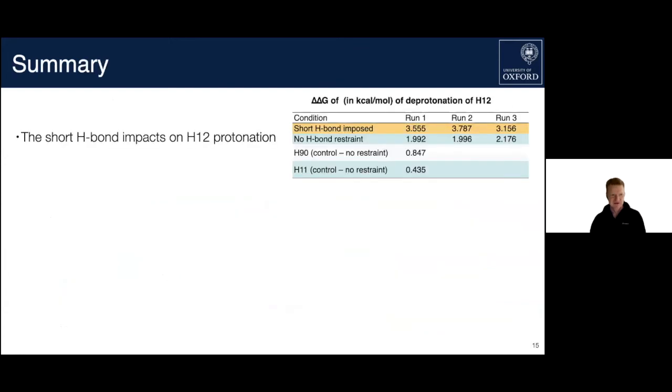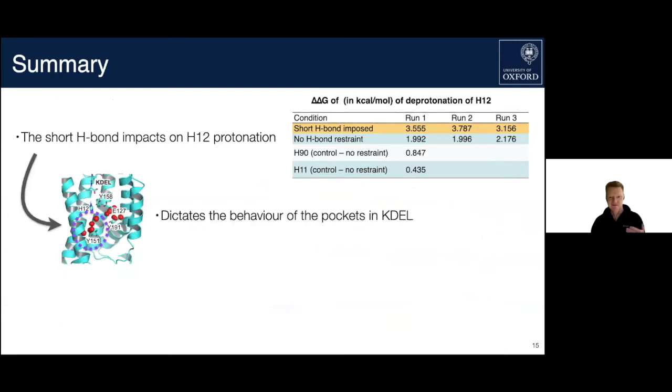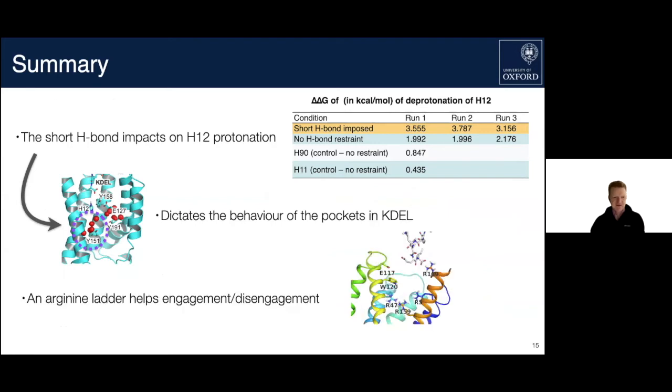So I'll just summarize what I hopefully have told you. That's that the short hydrogen bond impacts on the ability of H12 to protonate and vice versa. And that also has a controlling effect on the behavior of the pockets. And finally, I hope I showed you, very briefly, that this arginine ladder looks quite interesting in terms of helping how the peptide engages or disengages with the receptor itself. And it's very complex. I hope I've given you some idea of the complexity of how everything is interlinked in this process.